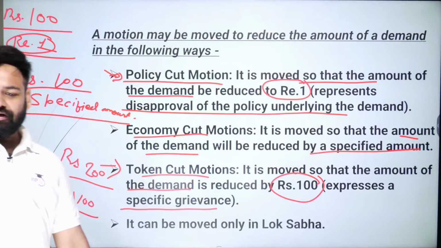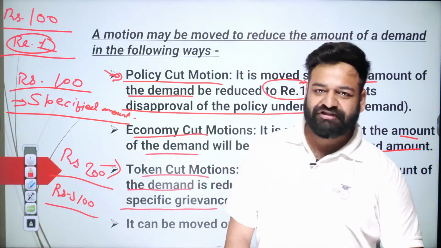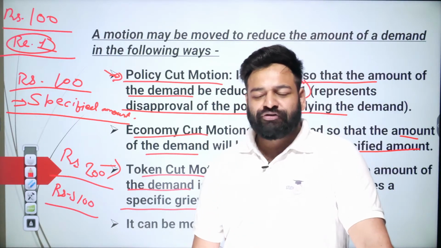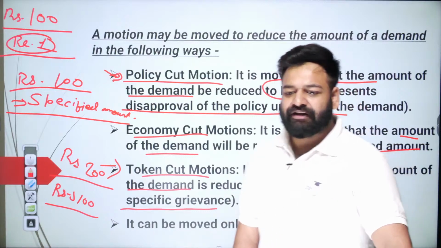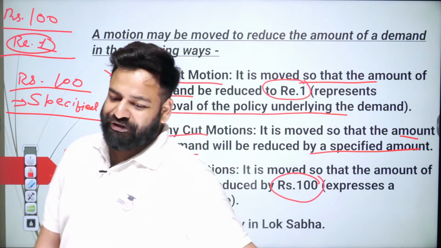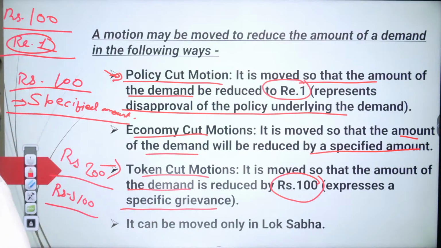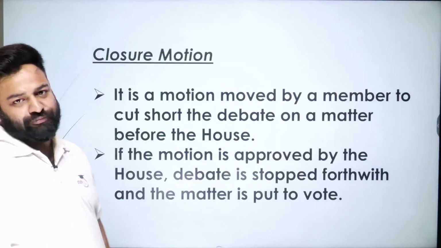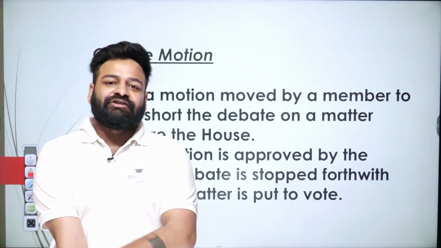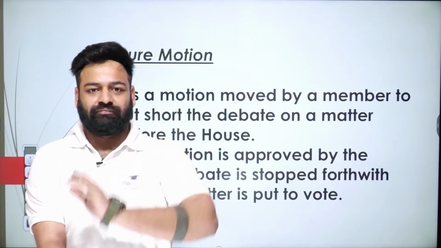Okay, so this is what? Demand to be reduced by ₹1, that is known as policy cut. Demand to be reduced with a specified amount, that is known as economy cut. And demand to be reduced to ₹100, that is known as the token cut. Okay, so when they have to represent a grave disapproval, big level of disapproval, then it is termed as policy cut.